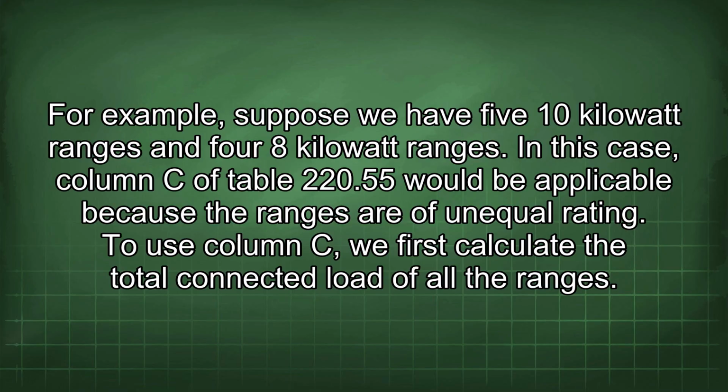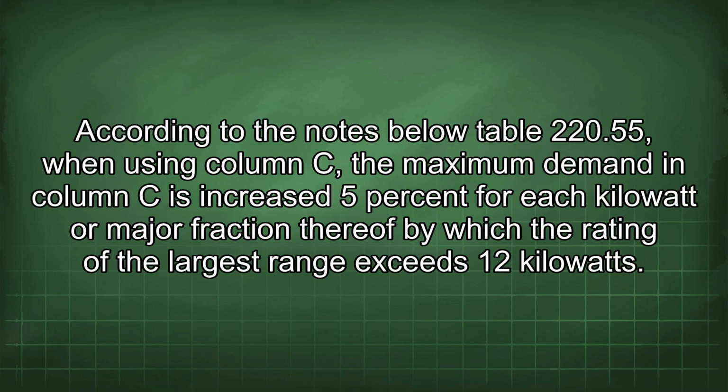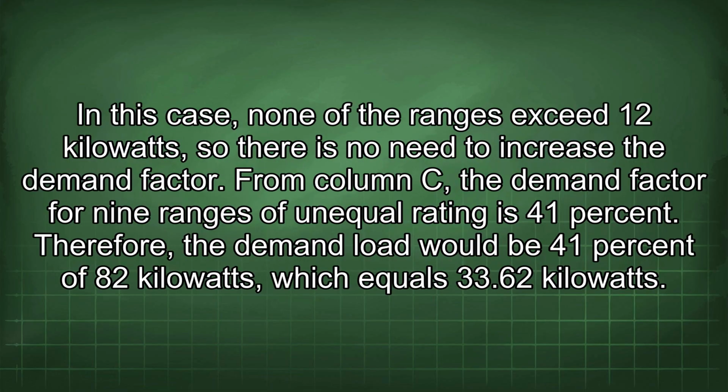To use column C, we first calculate the total connected load of all the ranges. This would be 5 times 10 kilowatts plus 4 times 8 kilowatts, which equals 50 kilowatts plus 32 kilowatts, or 82 kilowatts. According to the notes below Table 220.55, when using column C, the maximum demand in column C is increased 5% for each kilowatt or major fraction thereof by which the rating of the largest range exceeds 12 kilowatts. In this case, none of the ranges exceed 12 kilowatts, so there's no need to increase the demand factor.